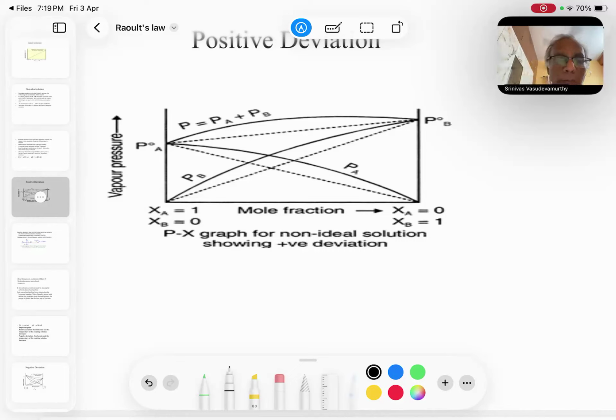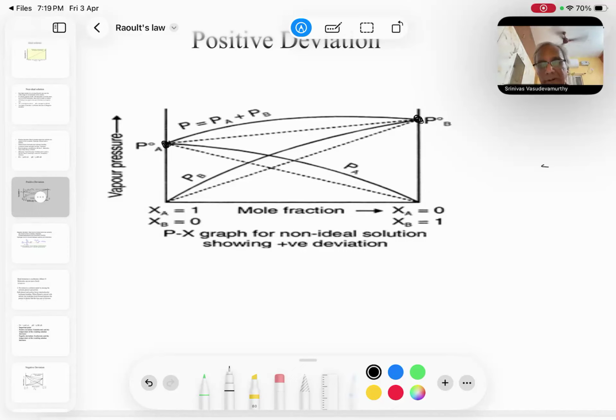X-axis is mole fraction, Y-axis is vapor pressure. At the left extreme, mole fraction of A is 1, so P naught A is shown on the Y-axis. At the right extreme, it is P naught B, where mole fraction of B is 1. The change is shown with the mole fraction. Dotted line for an ideal solution, curved line for a non-ideal solution. The curves are higher than the dotted line because it's a positive deviation.